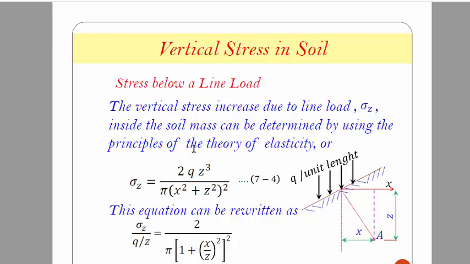The second one is stresses below a line load. In the Westergaard formula we calculate the stresses below line load, strip load, rectangular load and circular load. It's simple.